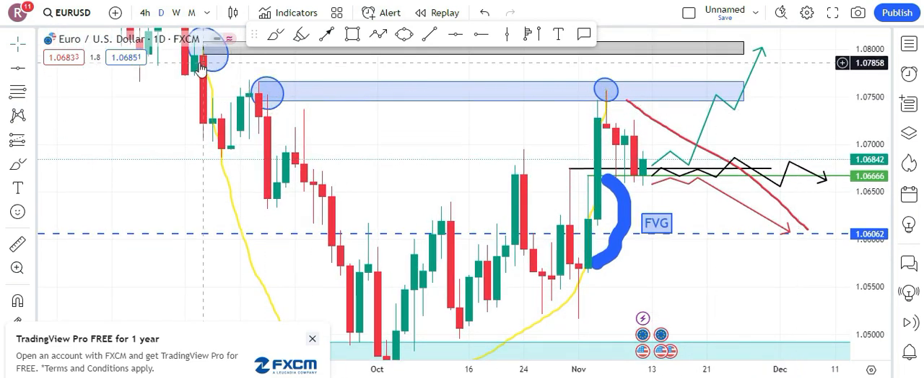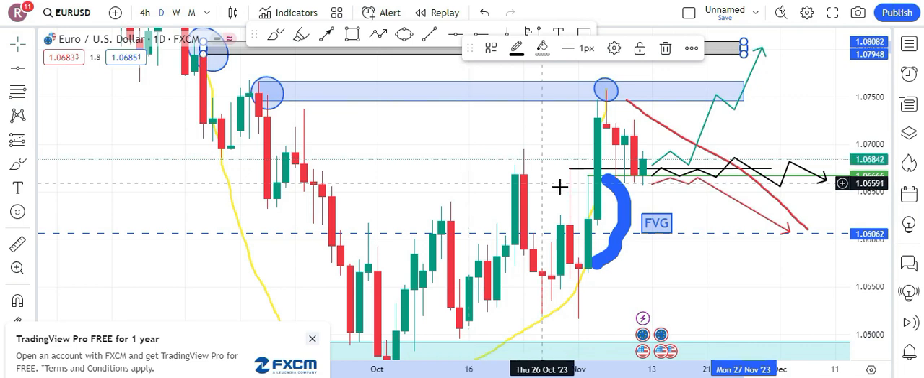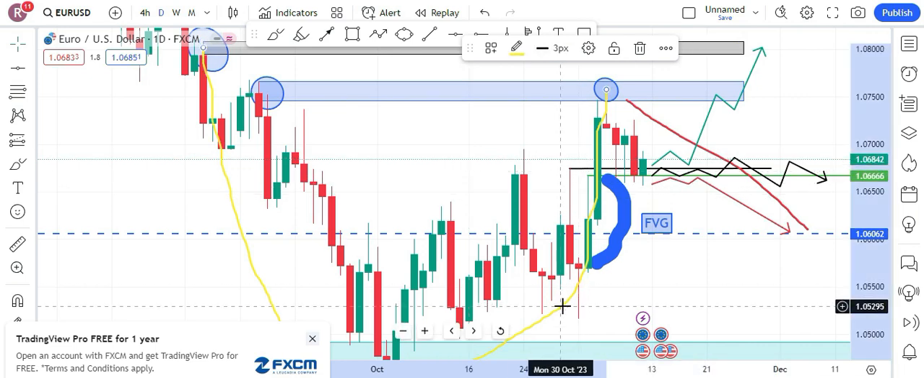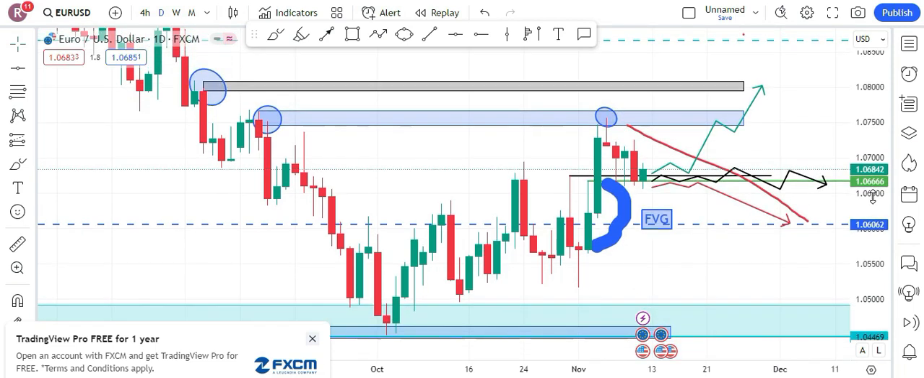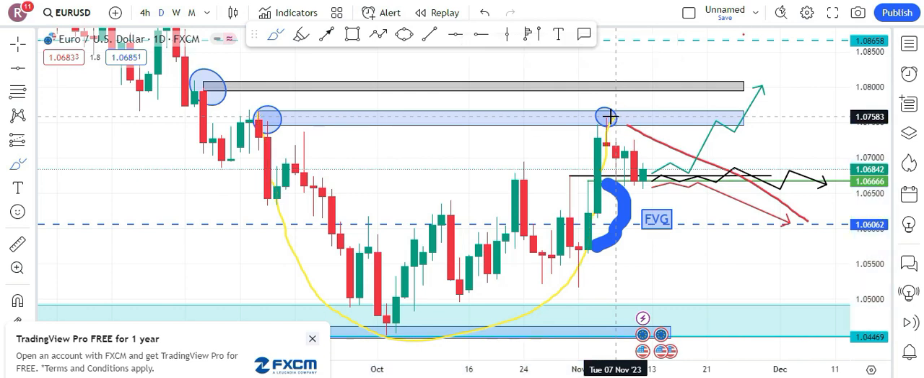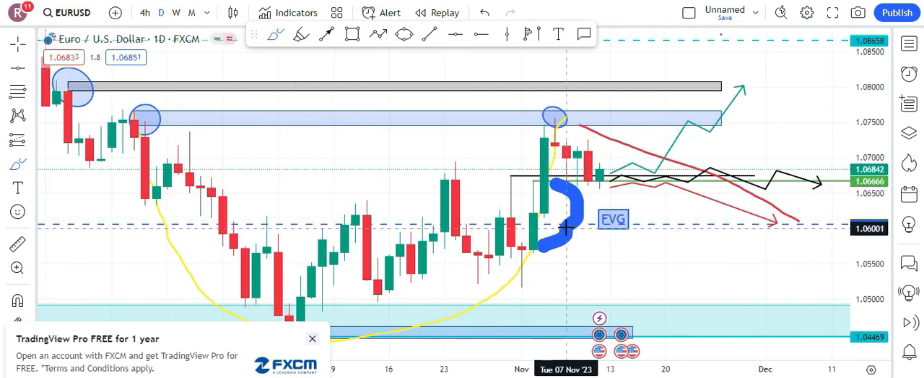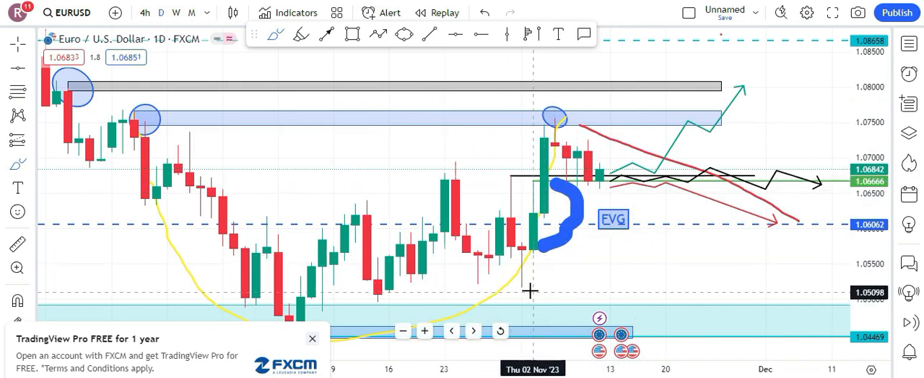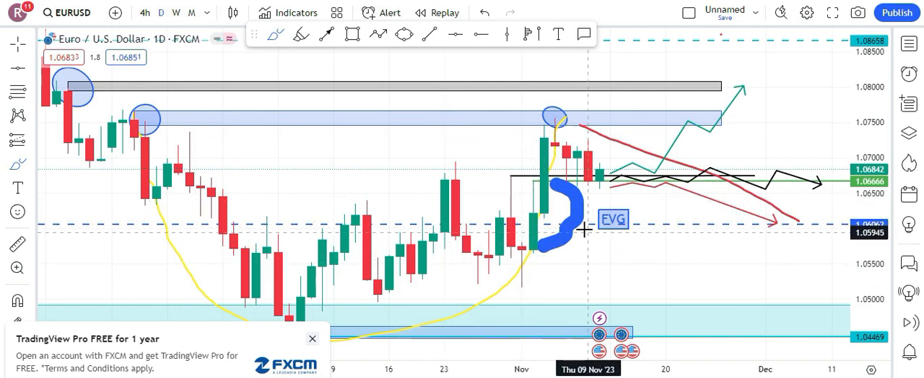a new cup. Why am I drawing this cup from here? I beg your pardon, this is a mistake. The cup should be from this to this. This new cup has formed. So I didn't look into this very clearly. So keep in mind, this fair value gap is very important. Maybe to have an upward traction, it needs this liquidity. The liquidity again from here, it needs the liquidity.